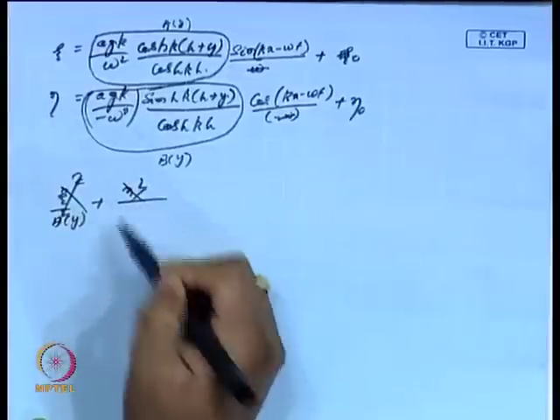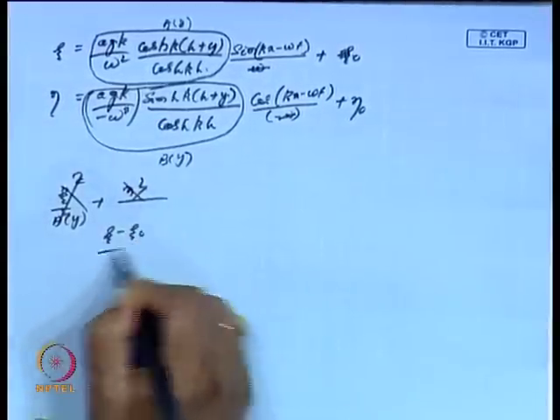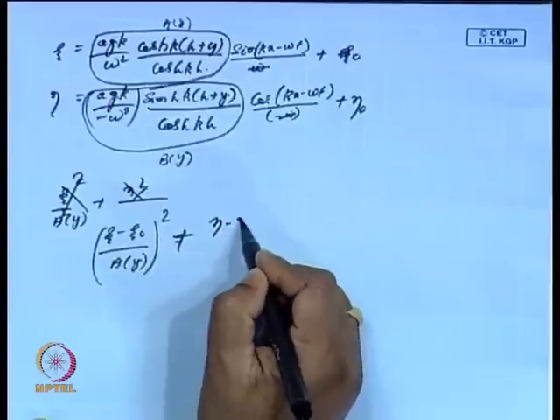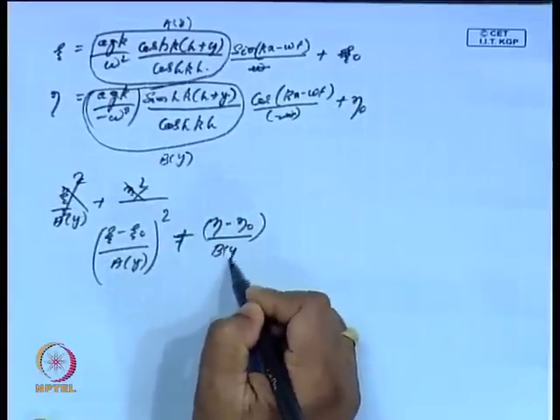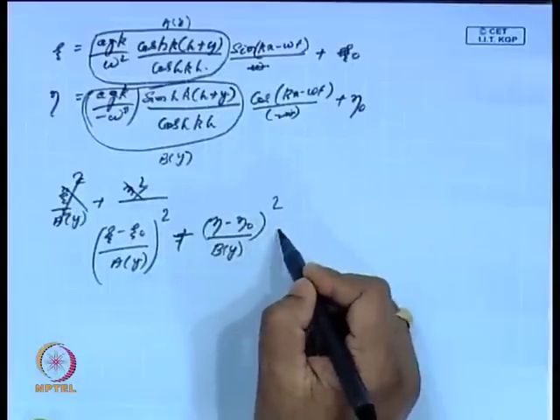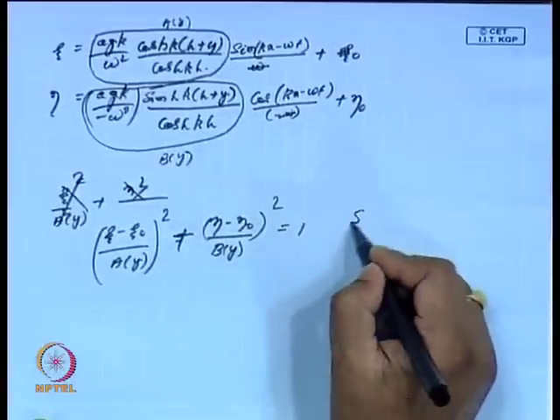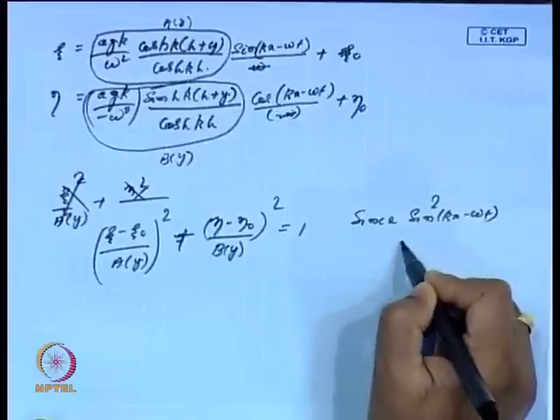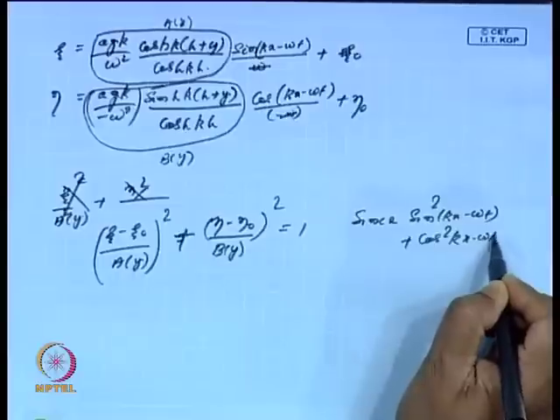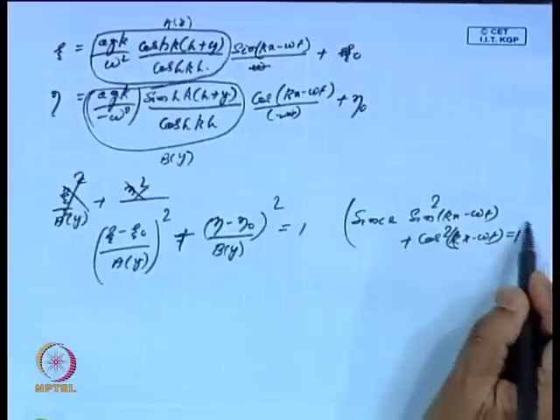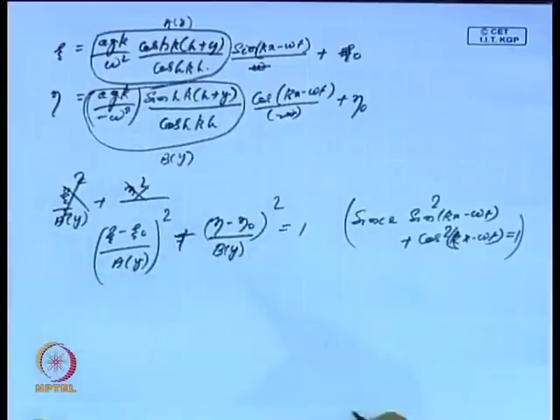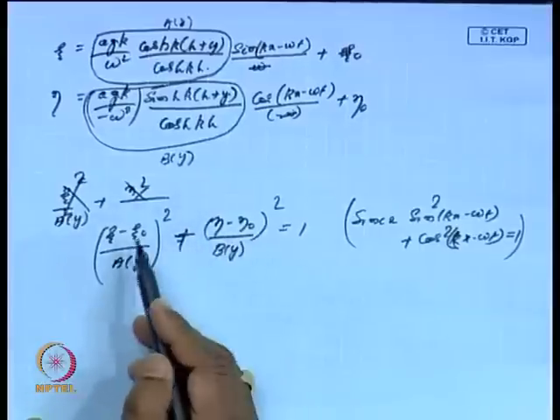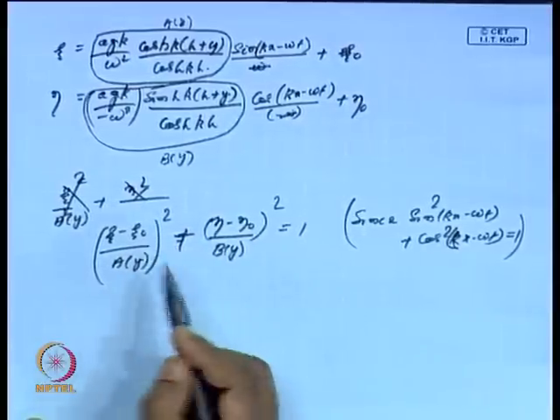So in that process we have (xi minus xi naught) divided by a_y, squared, plus (eta minus eta naught) divided by b_y, squared, equal to 1. We have used the relation sin square(kx − ωt) plus cos square(kx − ωt) equal to 1. Now xi naught and eta naught are the fixed position of the particle at time t equal to t naught.